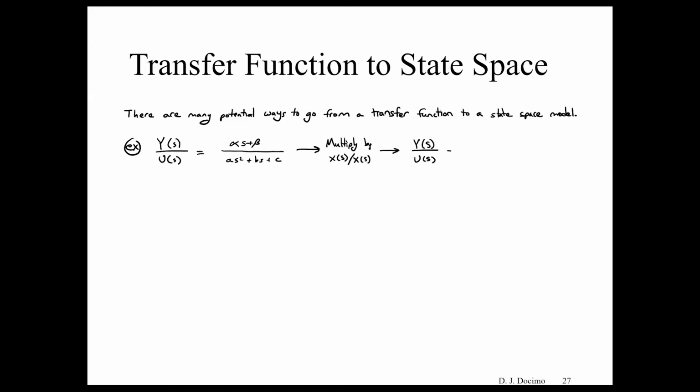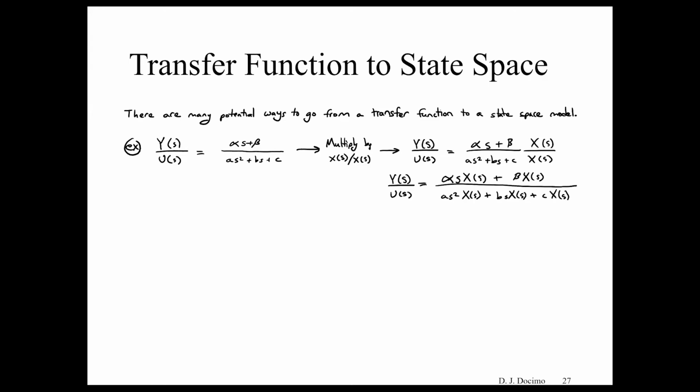Let's multiply both the top and the bottom by x of s. All we're doing is multiplying the top and bottom by x of s, and then sending that throughout both the numerator and the denominator. So alpha times s is now multiplied by x of s. Beta is now multiplied by x of s as well, and this is the same for the denominator. Now all we need to do is say that the top is equal to the top and the bottom is equal to the bottom.